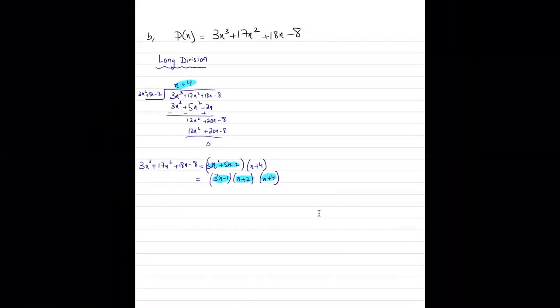Okay, so this was done using long division. Any questions still here? No, sir. Then the second method you can go for is equating coefficients.